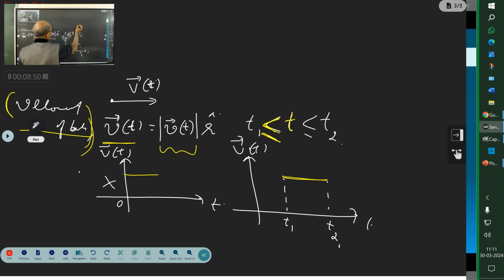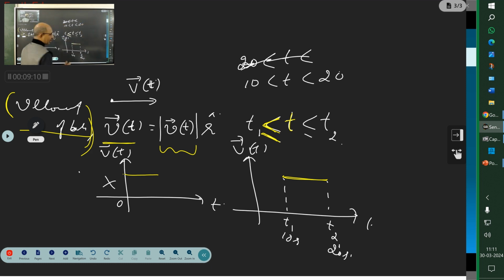See, now, supposing this is say 10 seconds to 20 seconds. I can write this as 10 less than t less than 20. Supposing I write like this. That means this equation is valid for 10.001 seconds onwards, not exactly equal to the 10th second. Okay, I got that, sir. But when it is equal to, how can it be equal to both?